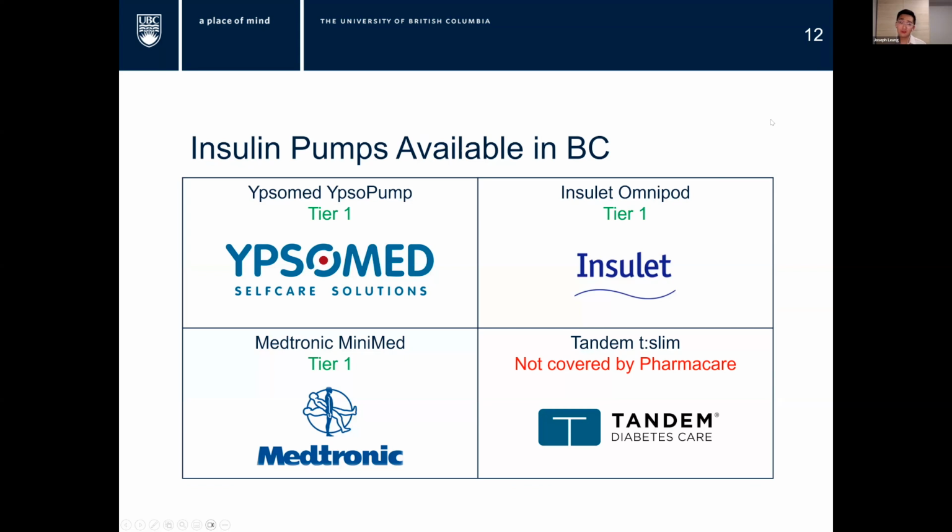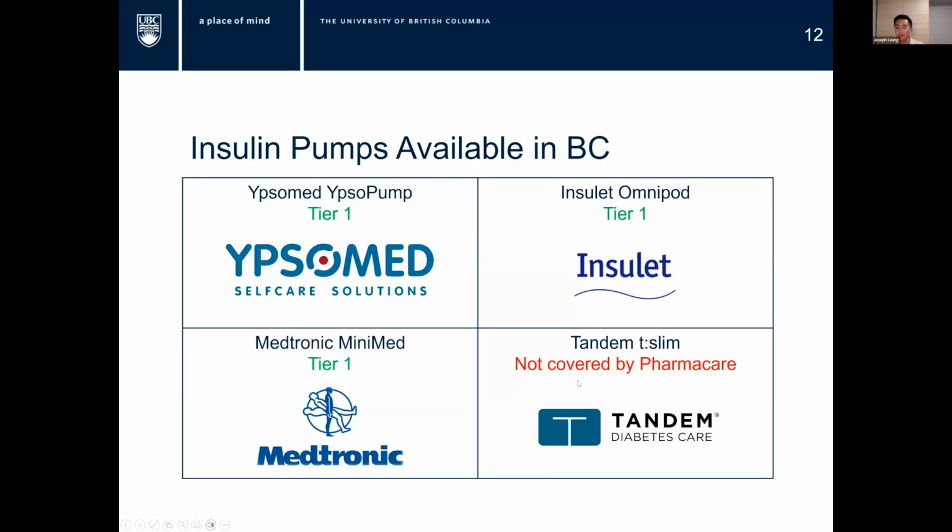So in British Columbia, there are 4 brands of insulin pumps that are available: the Ypsomed, the Omnipod, Medtronic, and also the Tandem. Ypsomed, Omnipod, and the Medtronic pumps are all available through what we call Tier 1. So that's no questions asked as long as the individual has diabetes. Both type 1 and type 2 diabetes will be covered. Both adults and children will be covered as well. Medtronic used to be Tier 2, which means only under special circumstances could you access it. But as of this past year, Medtronic is now Tier 1.